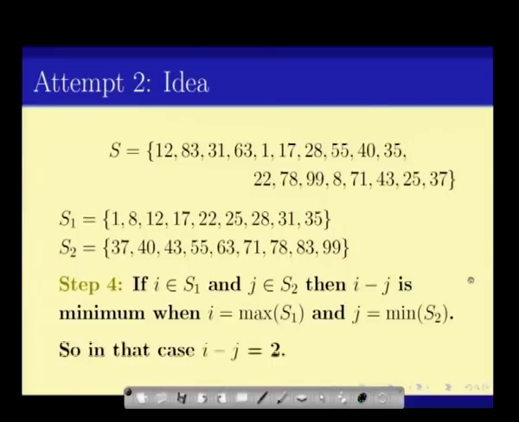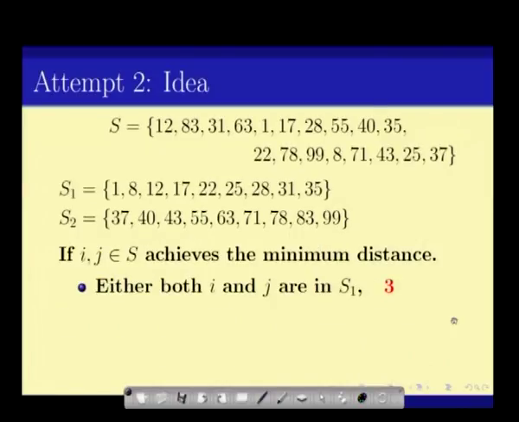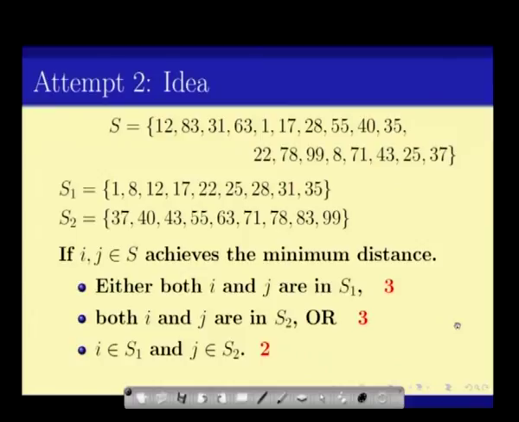And after we are done with that, we find out that in this case i minus j, or if we want to take a mod, we can take a mod, is 2. So, what do we output? We see that if i and j are in S1, then the minimum distance is 3. If i and j are in S2, then the minimum distance is 3, and if i and j are one in one set and the other in the other set, then the minimum distance is 2. So, this gives us the algorithm for solving the minimum distance.